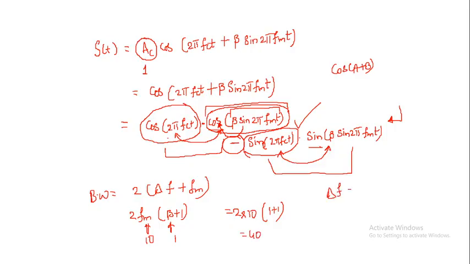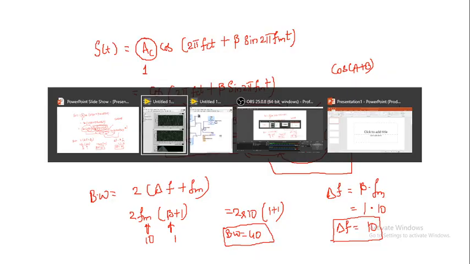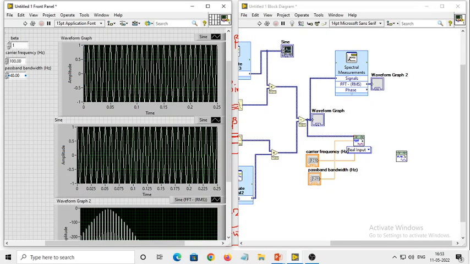Similarly, delta f is given as beta into fm. So beta in our case is 1 and fm is 10, so this becomes 10. So delta f is 10, and fm is already 10. So this is the deviation, and this is your bandwidth. So you can choose your bandwidth depending upon this also, so no issue. So I am taking 40.